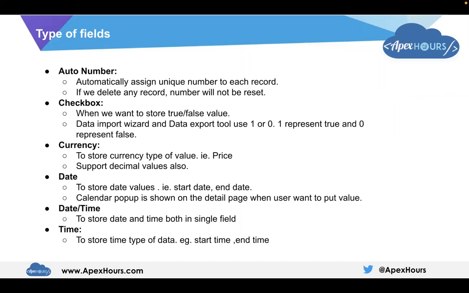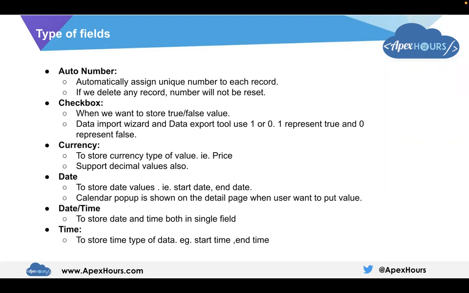Okay. The next type of field is currency. Whenever we want to store a currency type of value, then we create a currency type of field, and it supports decimal values also. For example, if you want to store the price, or the salary of an employee, then we use currency fields.